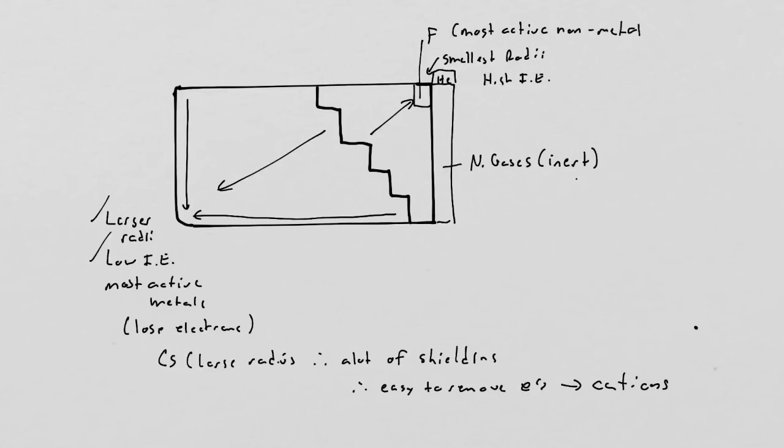So what you want to notice is the trends are basically here. For nonmetals, the most active nonmetals have small radii, and they're going to have very high ionization energy. I hope you watch this carefully and get a lot out of it.